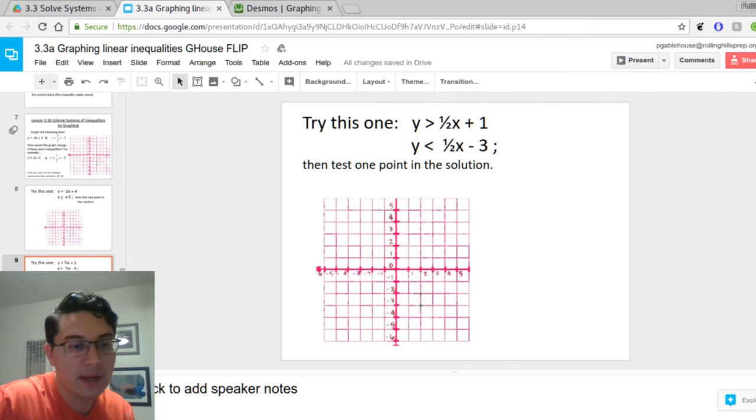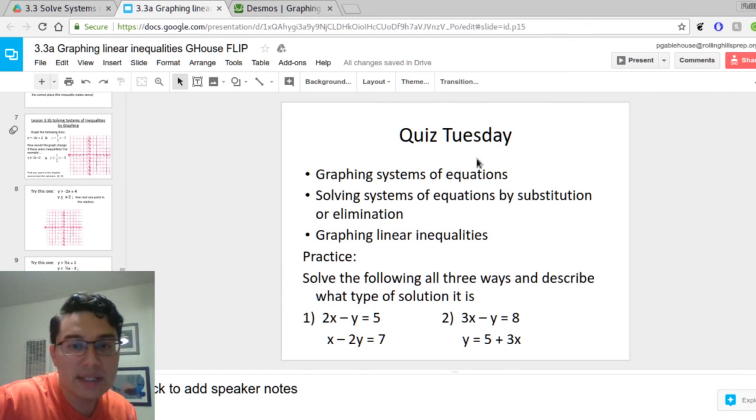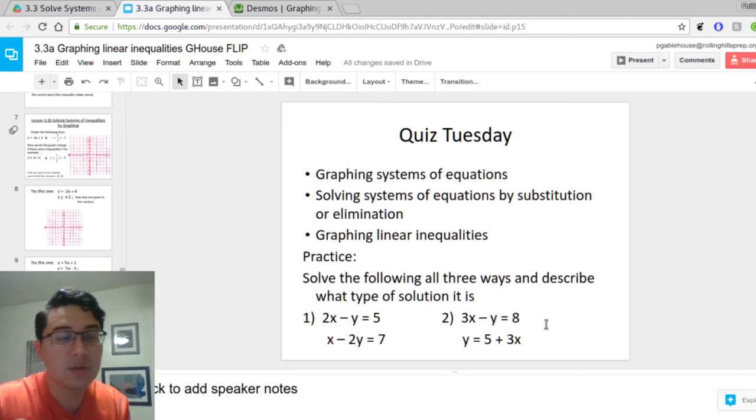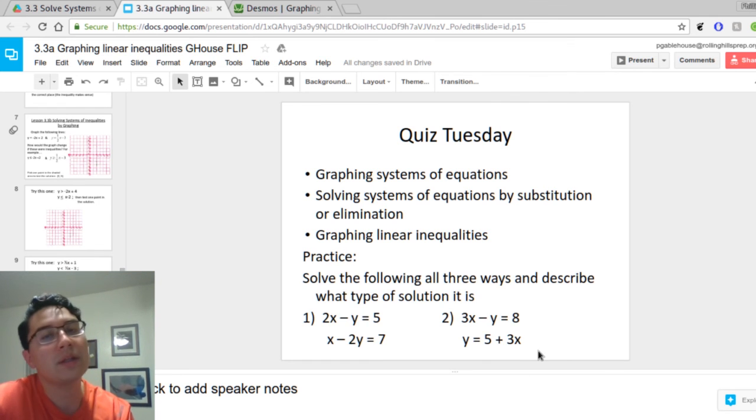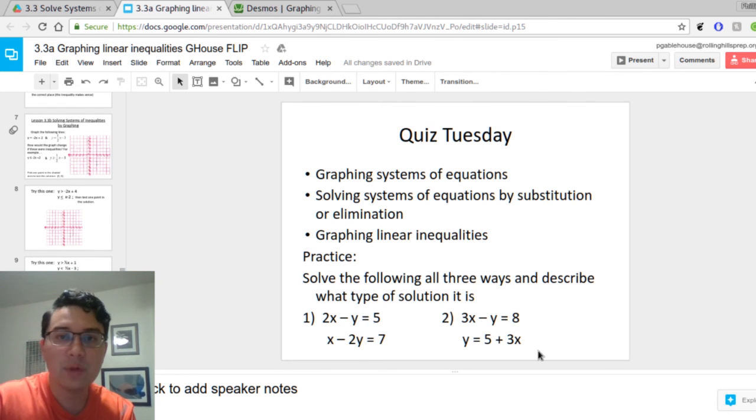We'll talk about them there. You guys will have a quiz next Tuesday, and we're going to concentrate heavily on systems of equations. For the remainder of this week, we're going to do a bunch of review. I want to make sure you can graph lines, and I want to make sure you can solve systems of equations using our 3 methods: graphing, substitution, and elimination. We also do graphing of linear inequalities on that quiz. So we'll have a nice full quiz.